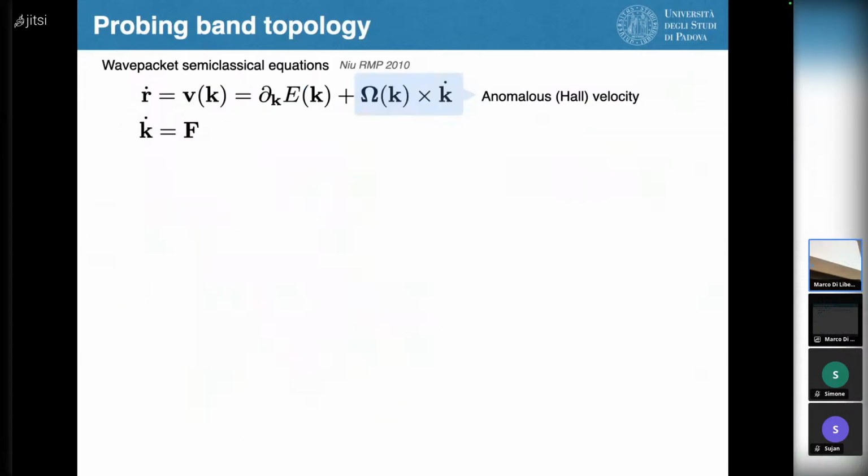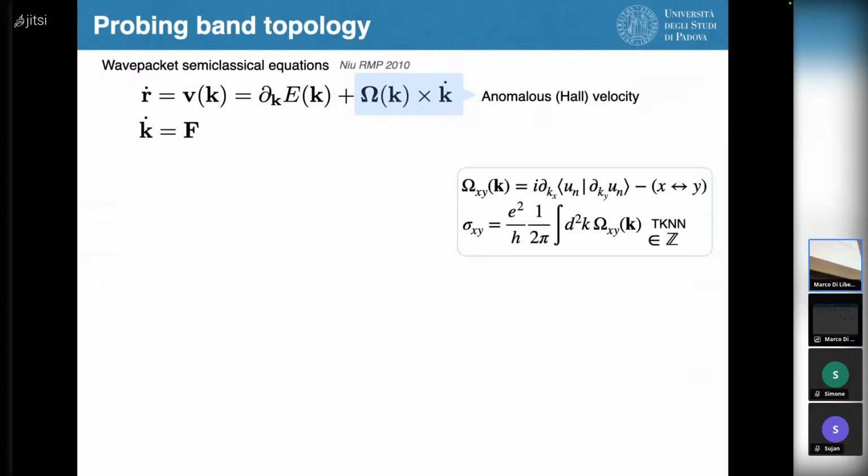Why are Bloch oscillations important? They're important in the field of topological insulators and topological states because they can be used to probe the topology of the bands. The point is that if you have a topologically non-trivial band, the equations of motion I showed a moment ago are not enough, they are only partially true. There is a missing term, which is this anomalous Hall velocity. It is the term that is responsible for the Hall effect. The object I'm representing here is the Berry curvature, which depends on the Bloch states of the band.